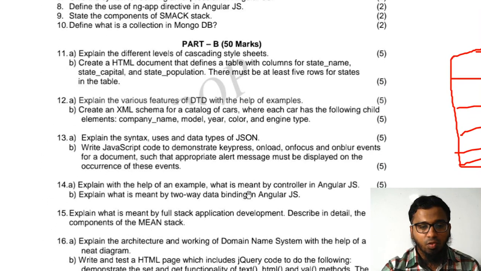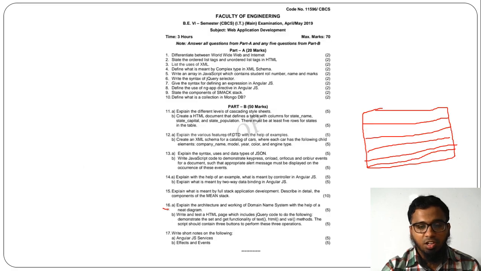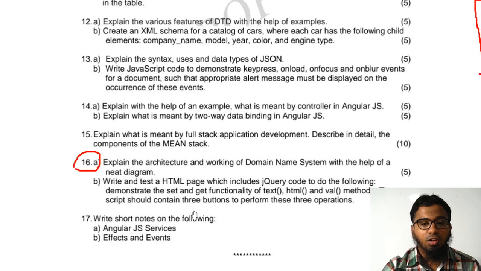Let's see anywhere. Okay, here is also there. In the 16th question, this 16th and 11th and this 1 and 2, this is from the first unit. So here, explain the architecture and working of domain name system with the help of a neat diagram. In my PPT I gave you the domain name system. What is a domain name system?